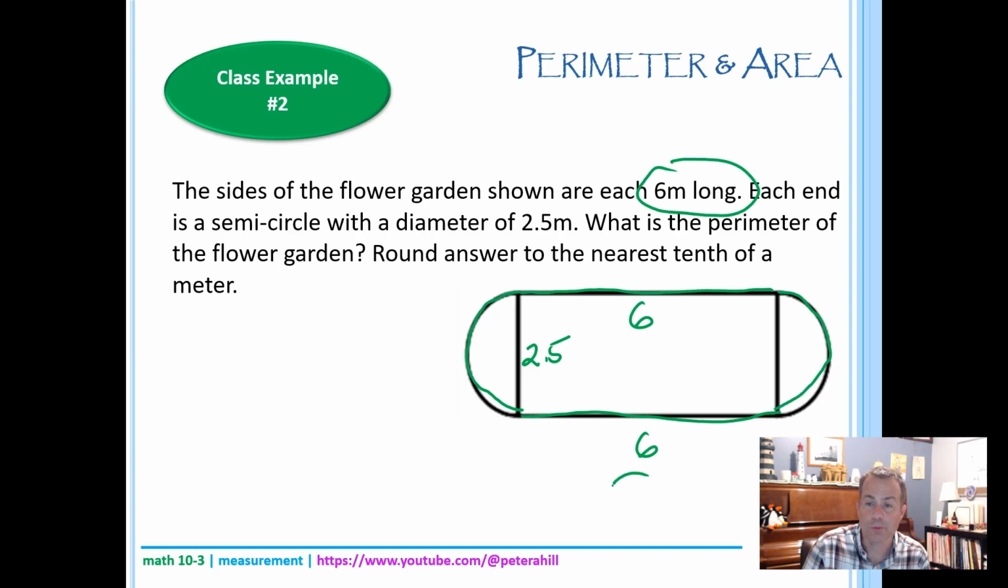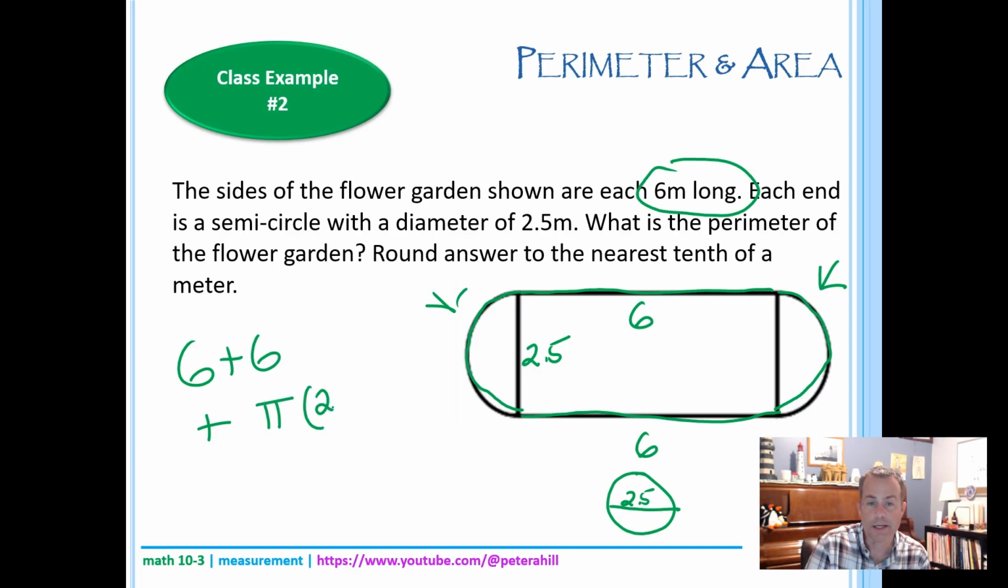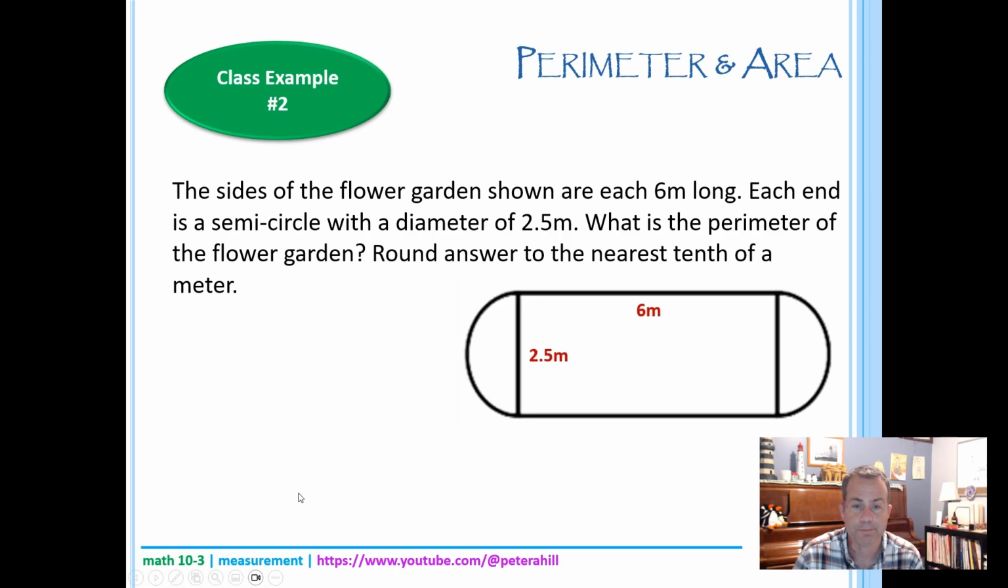Now when you put 2 semicircles together, they'll make a full circle. So essentially, I need to get the circumference of a circle that has a diameter of 2.5. Then I'll have half of that circumference on this side and half on that side. So my perimeter ends up being 6 plus 6 plus pi times my diameter, which is 2.5. Then I can put that in my calculator: 6 plus 6 plus 2.5 times pi, or pi times 2.5, that doesn't matter.